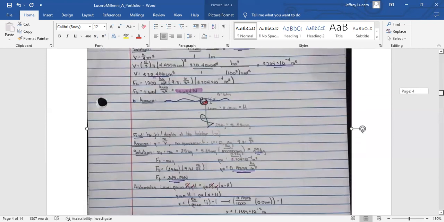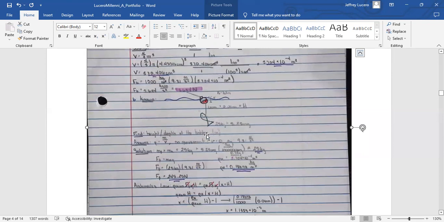We are trying to find the height, the depth of the bobber in meters. We can assume that density equals mass divided by volume, and there's no movement, so velocity equals zero, and the acceleration due to gravity is 9.8 meters per second squared. So the solution I did is mf plus ma equals 25 kilograms plus 5.2 milligrams, which is approximately 25 kilograms, since 5.2 milligrams is not as significant as the 25 kilograms of the fish.